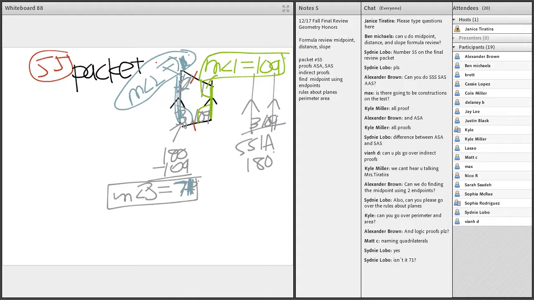All right, logic, proofs. Okay. And let's see. Naming parallel. Naming quadrilaterals. All right, so the next one I'll talk about is proofs and angle side angle difference.